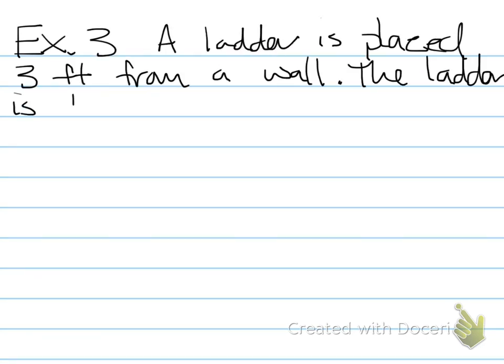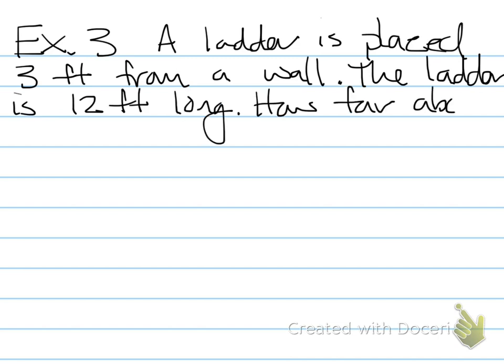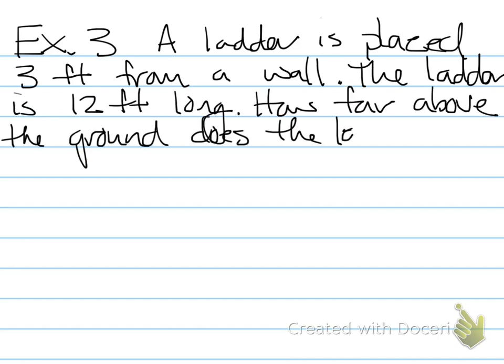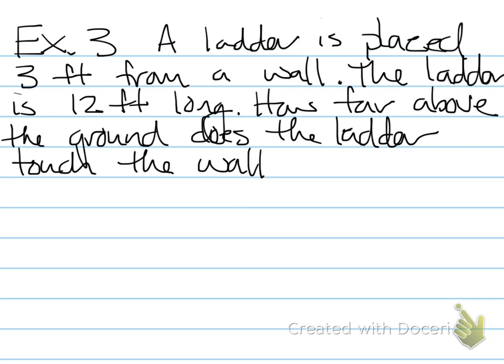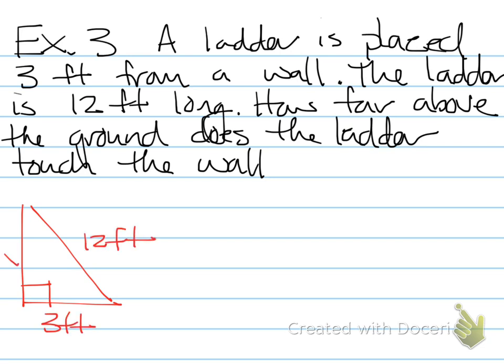Alright, in this example we've got a ladder that's placed 3 feet from a wall. The ladder is 12 feet long. How far above the ground does the ladder touch the wall? It may be helpful to draw a picture. The ladder is the hypotenuse of that right triangle. The wall is x, that's what we're looking for. And the ladder is 3 feet from the wall, so that's the bottom leg.